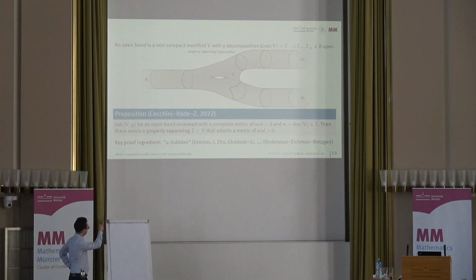It turns out that this existence result that we're using here is a special case of the existence of so-called marginally outer trapped surfaces in a certain situation, which goes back to a result of Andersson, Eichmair, and Metzger. That's just as a side remark, that these ideas have been around in a sense.